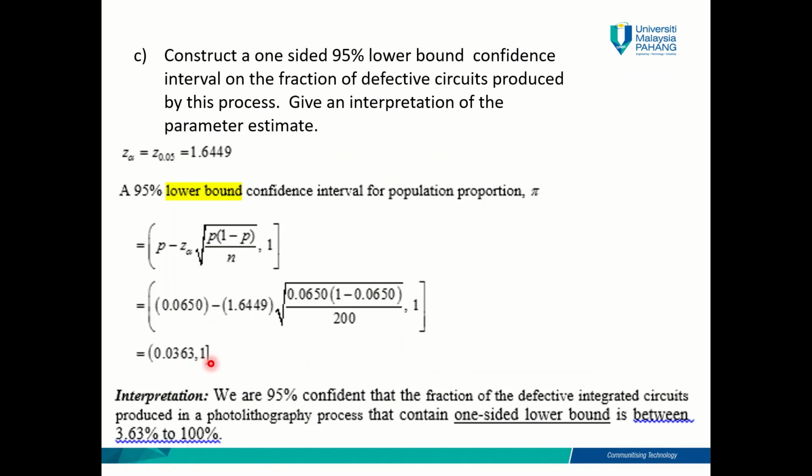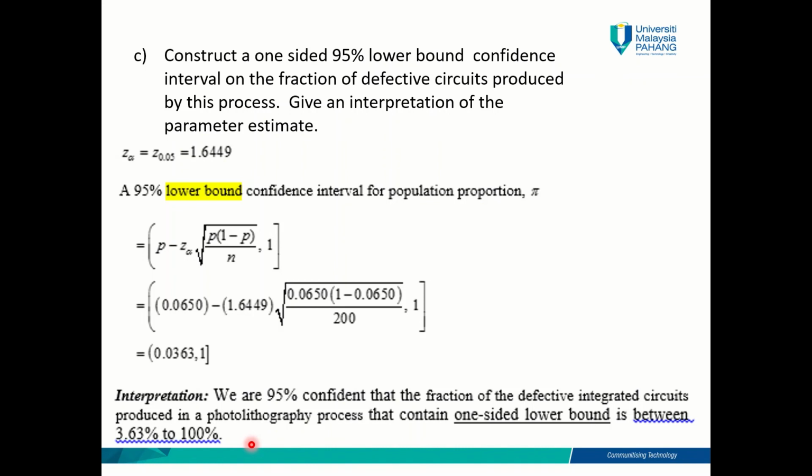And then no units, and the interpretation is: we are 95% confident that the fraction of defective integrated circuits produced in a photolithography process, for the one-sided lower bound, is between 3.63% to 100%. That's it. That is how you use the confidence interval formula to estimate population proportion. I hope that is clear. I hope you understand my explanation.